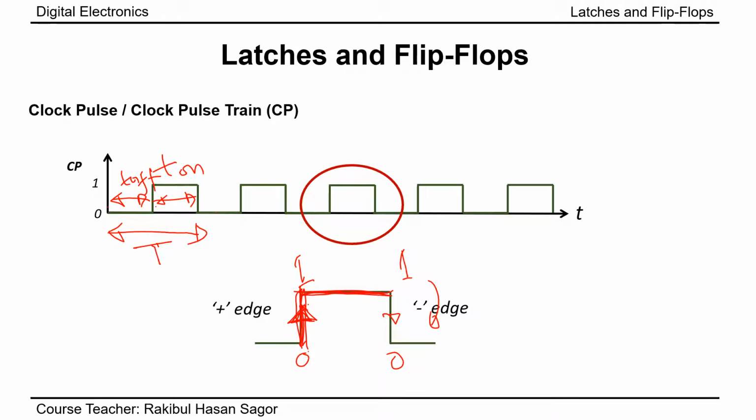Whenever we design a flip-flop that will change its state when the clock pulse goes from 1 to 0, that type of flip-flop is named a negative edge triggered flip-flop. The detailed explanation will be given in the next slides.